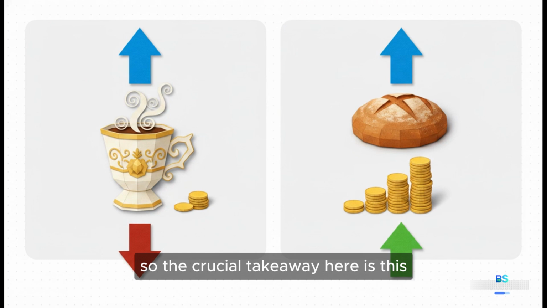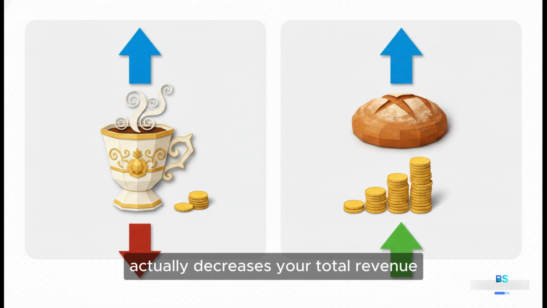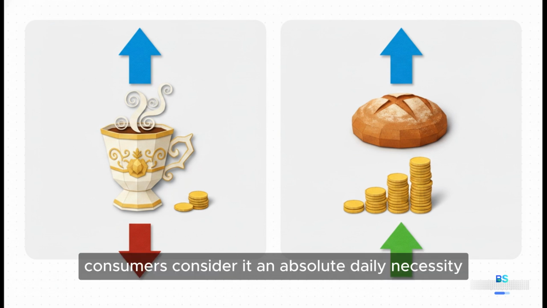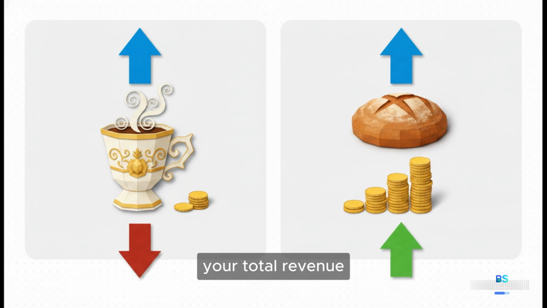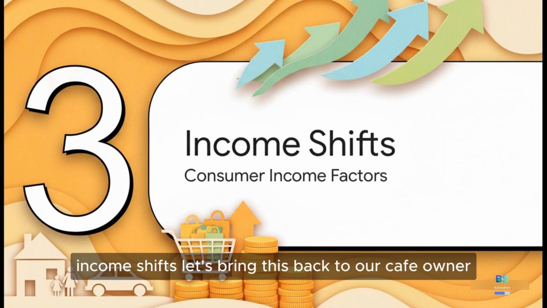So the crucial takeaway here is this golden rule of pricing. If your product is relatively elastic, an increase in price actually decreases your total revenue because the lost sales completely outweigh that higher price tag. Conversely, if your product is relatively inelastic, meaning consumers consider it an absolute daily necessity, raising the price will actually increase your total revenue. Moving right along, let's look at part three, income shifts.